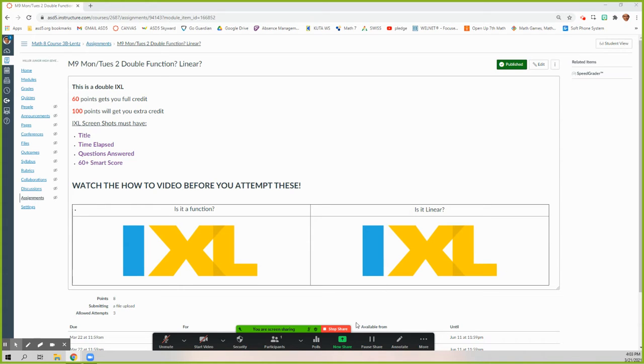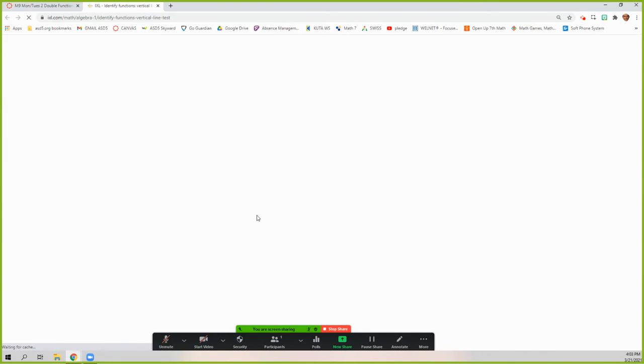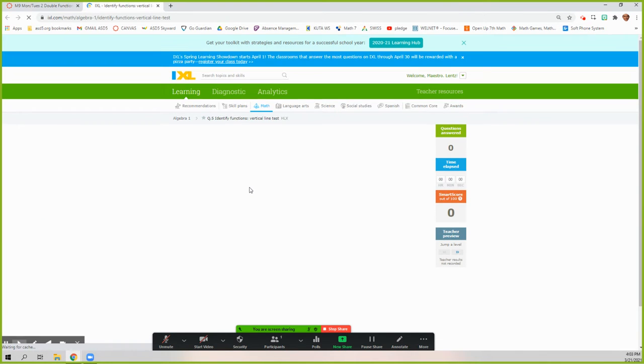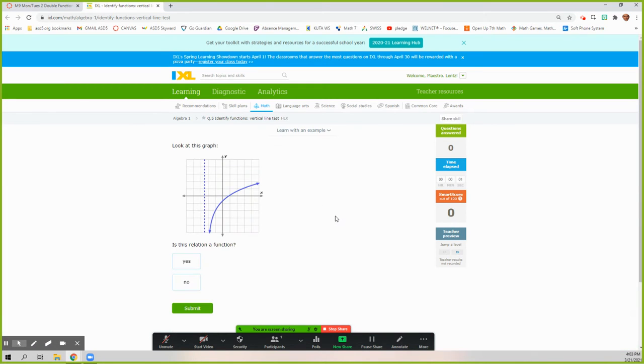So on this double IXL, the first one is, is it a function? I'll make a little bit of video about this right now, and then I'll also talk about, is it linear? So click on, is it a function? Now we've already done this one. I just want people to practice a little bit more. So it's only a score of 60.